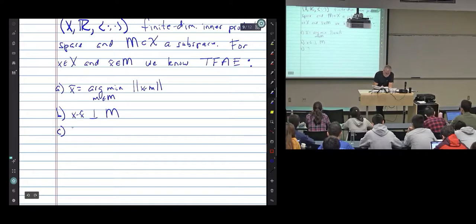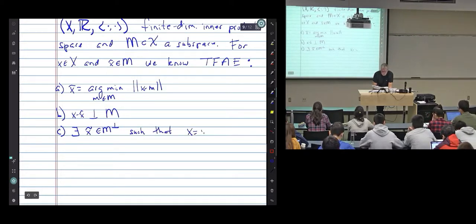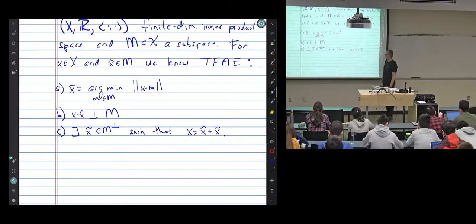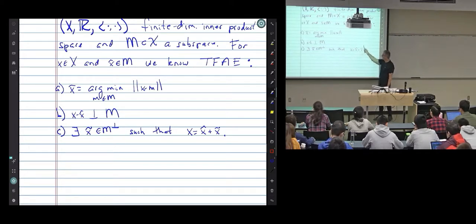C. There exists x tilde in the orthogonal complement of M such that x equals x hat plus x tilde. Okay, so remember we have our inner product space is M direct sum M orthogonal complement, M perp. So that's what this comes from. Those are all the same statements.